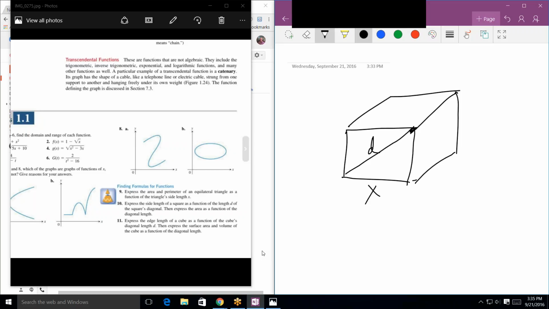So let's figure out what d is as a function of x, or, hold on, let me read the problem: express the edge length of the cube as a function of d. So we want x equal to something relating to d. Well, from this picture that I drew right here, what's the height of this cube? x. What's d? It's the diagonal. Let's solve for it.